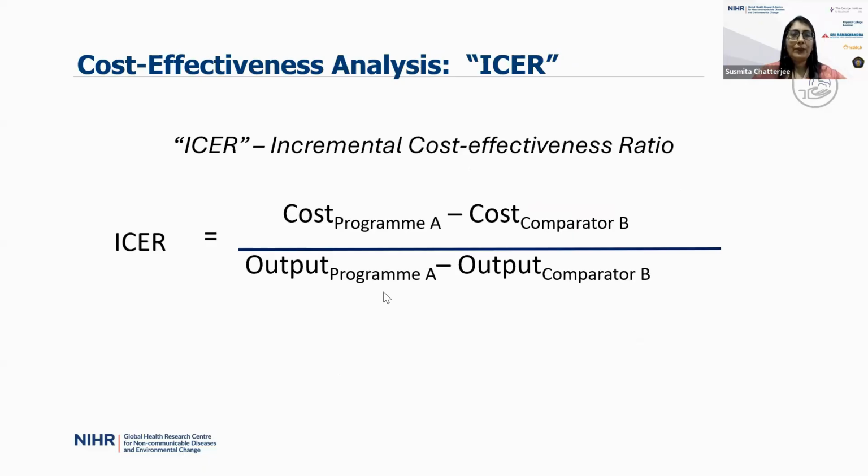Okay. Coming to the final thing of cost effectiveness analysis, how you are going to put the ratio. This is cost of your program minus cost of your comparator, over output of your program minus output of your comparator. This is how your incremental cost effectiveness ratio, that is how much additional you are paying for doing this program, will be presented.